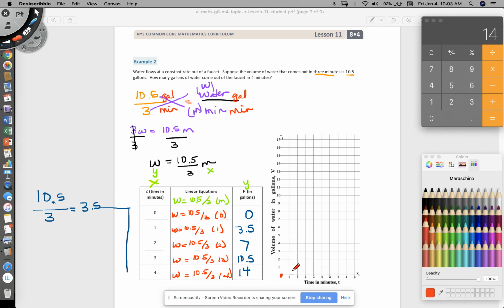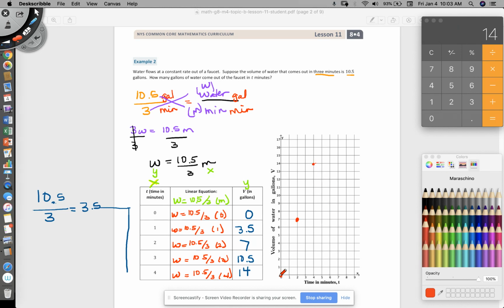Let me see. I have 2, 7. I like 2, 7 because it's not a decimal and I don't have to kind of guess where it goes. So that one lands perfectly on a point. And I'm going to do that last one, 4, 14. So 4, 14, right about there.